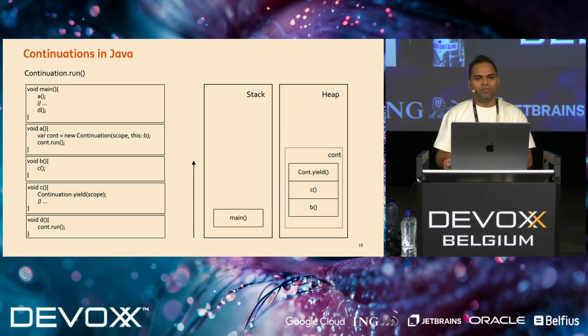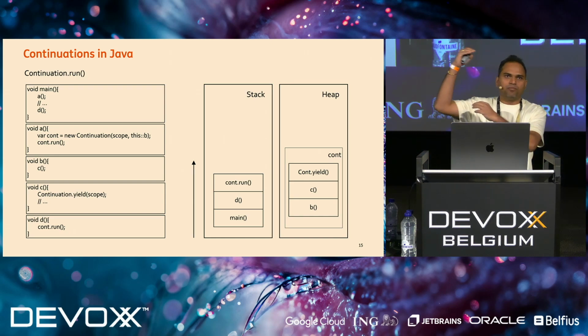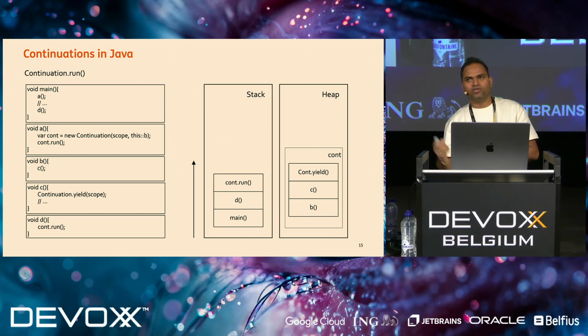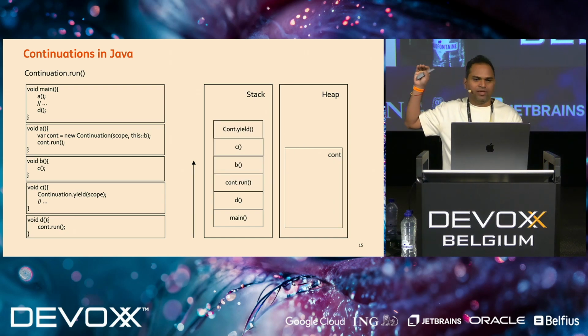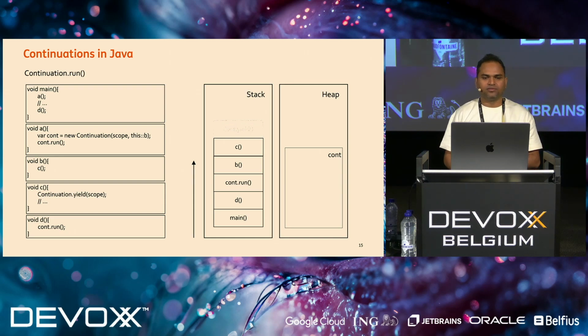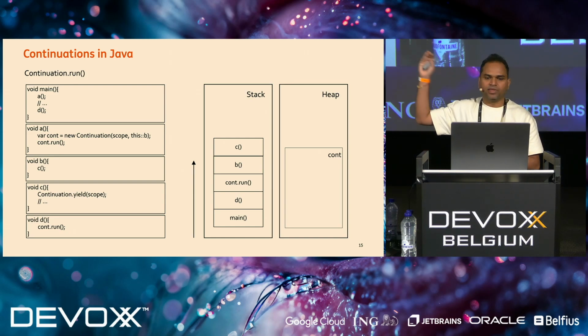So what happens when we call main? It calls method D, which calls continuation.run. And now here, the control should get transferred back to the point where the continuation was paused. So how does that happen? Well, all the stack frames which were saved in the continuation object are moved to the stack. And then the top stack frame, which is continuation.yield, returns to method C. So you have effectively the control getting transferred to the last yield point. And then it resumes from there. So that's how this control transfer is achieved.